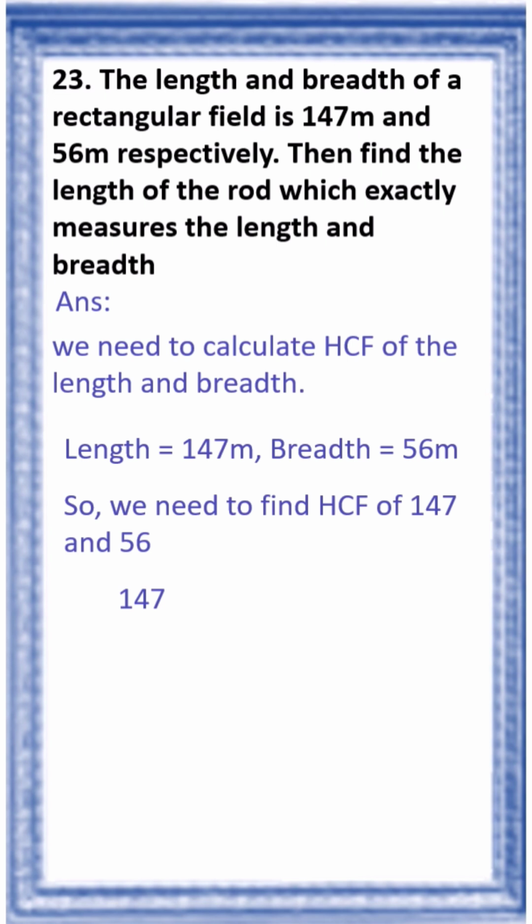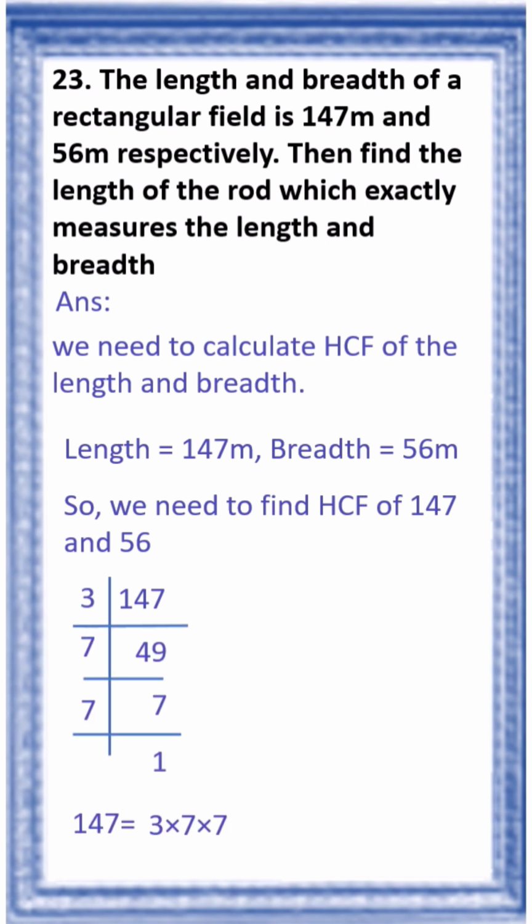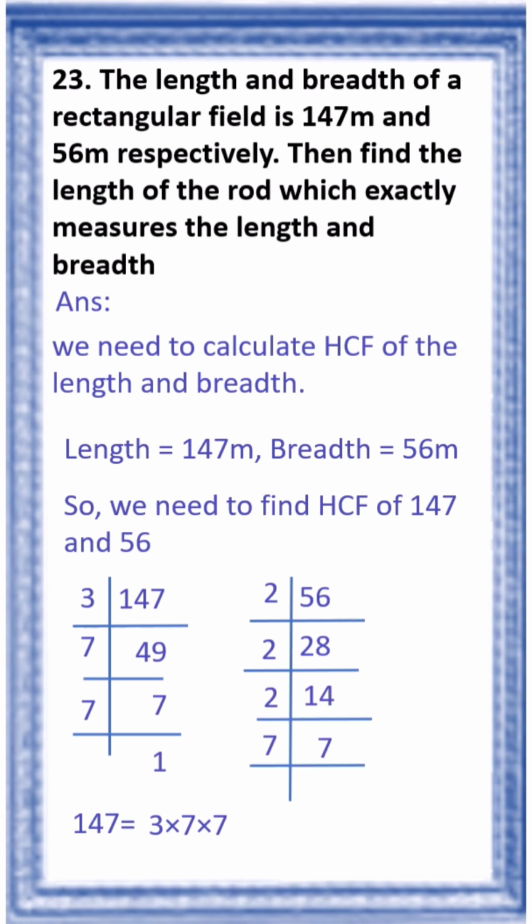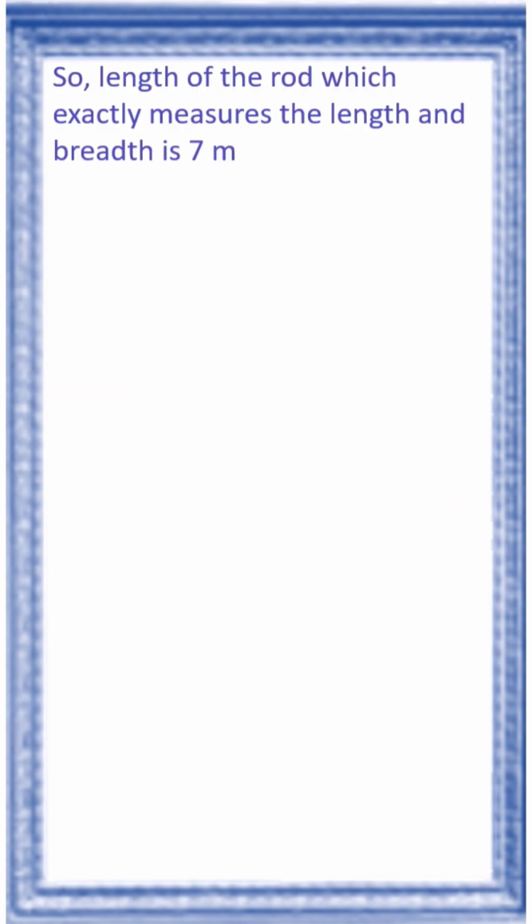Let us find the prime factors of 147 like this. So 147 is 3 into 7 into 7. Let us find the prime factors of 56 like this. So 56 is equal to 2 into 2 into 2 into 7. So HCF is 7 because 7 is the highest common factor. So the length of the rod which exactly measures the length and breadth of the field is 7 meter.